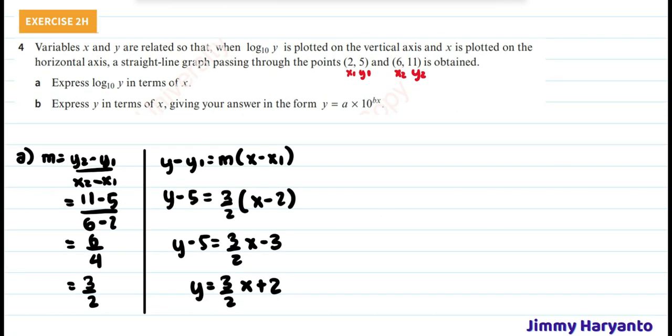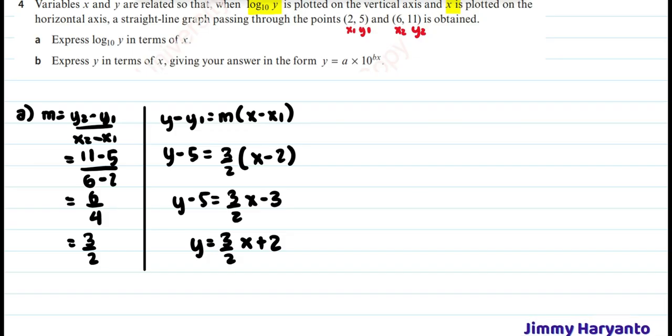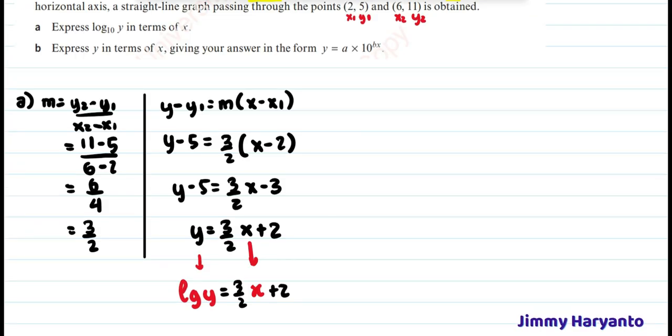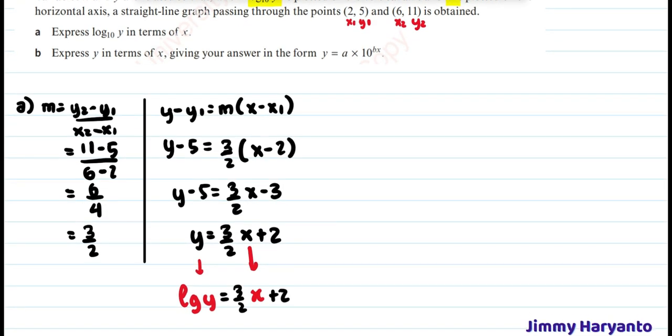Okay, but the question says log 10y is plotted on the vertical axis and x is plotted on the horizontal axis. That means we can change this one into lg y, and then we can change this one into x, because the axes are lg y and x. So lg y equals 3 over 2x plus 2. Okay, this is the first answer.